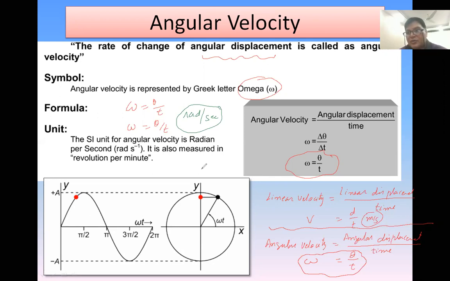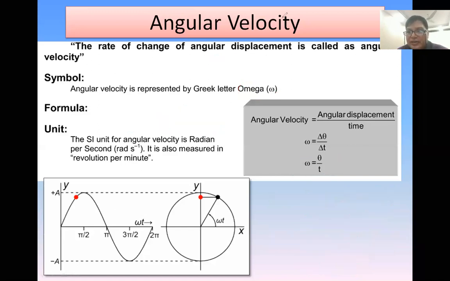I am again going to revise, my dear students. What is angular velocity? The rate of change of angular displacement is called angular velocity, and the formula for angular velocity is omega equals theta over t, and its unit is radian per second. There is no need to understand more than that, my dear students.